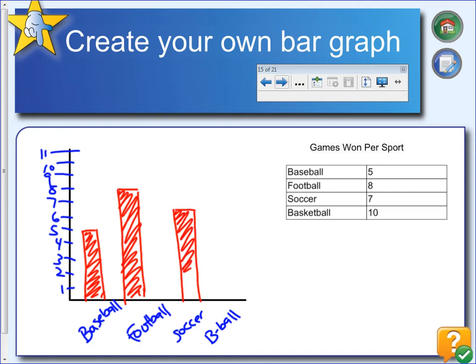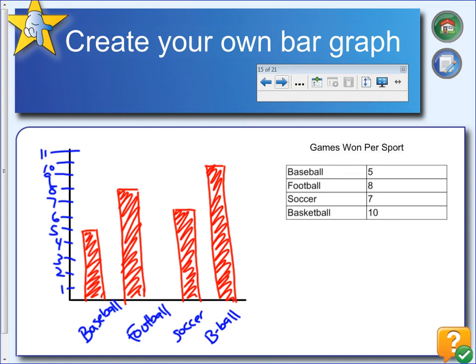and again color it in if you want to make it look the same. All the bars are looking the same. They look approximately the same width. And then we go to basketball, which is at 10, which is our highest, and you can clearly see basketball has had the most wins. It's one way to display data, especially when you're talking about wins.